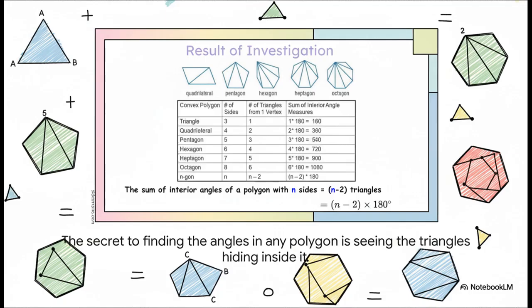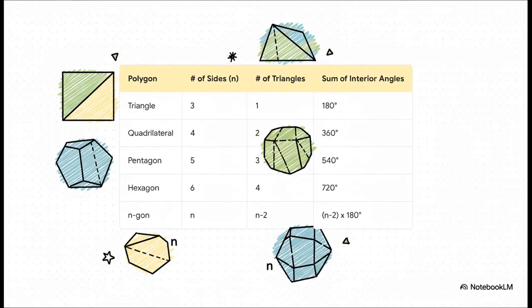And since we all know that the angles inside a triangle always add up to 180 degrees, well, now we're getting somewhere. And once you start doing this, you see this amazing pattern emerge. A quadrilateral, like a square, has 4 sides, but you can only make 2 triangles inside it. A pentagon has 5 sides, and you get 3 triangles. A hexagon, 6 sides, gives you 4 triangles. You see it, right? The number of triangles is always exactly 2 less than the number of sides.